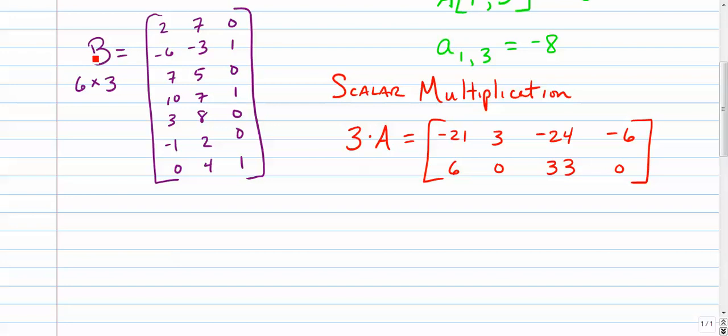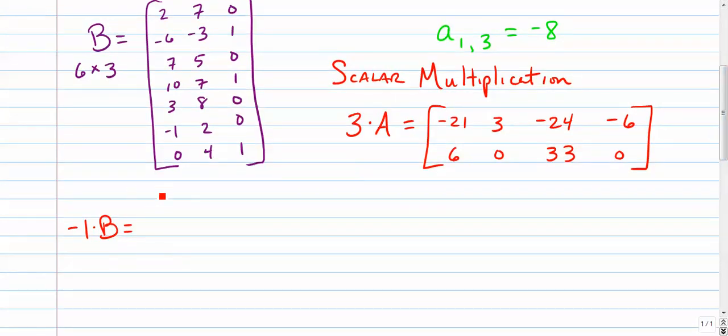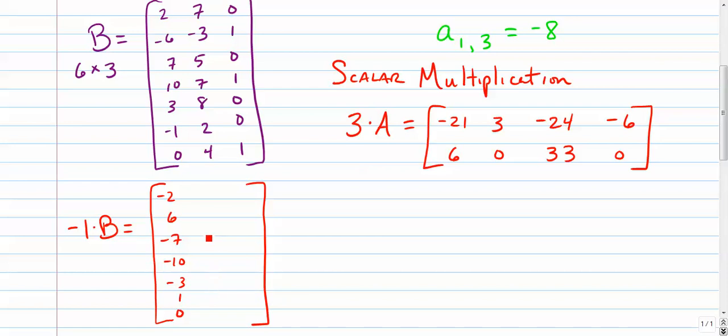If we wanted to do it to matrix B, if we wanted to scalar multiply that by, let's say, negative 1 times B, that would basically take all the entries in B and negate them. So I'll do this quickly. So it's turning all of these entries into the opposites: negative 2, positive 6, negative 7, negative 10, negative 3, 0, and so on and so forth.